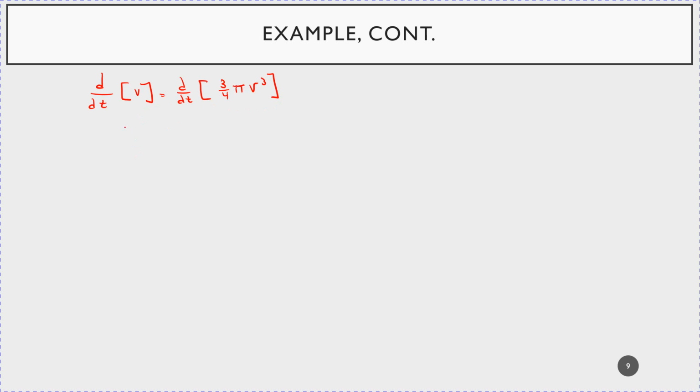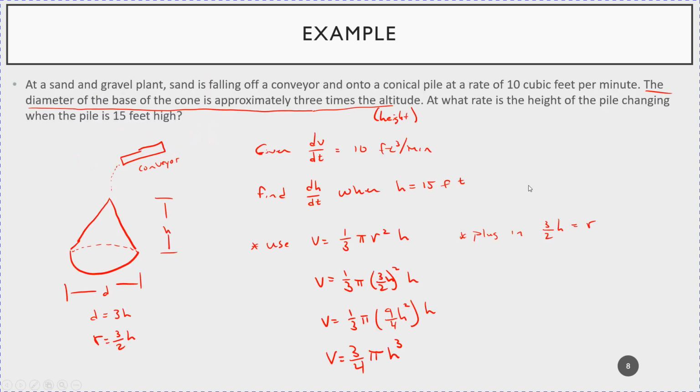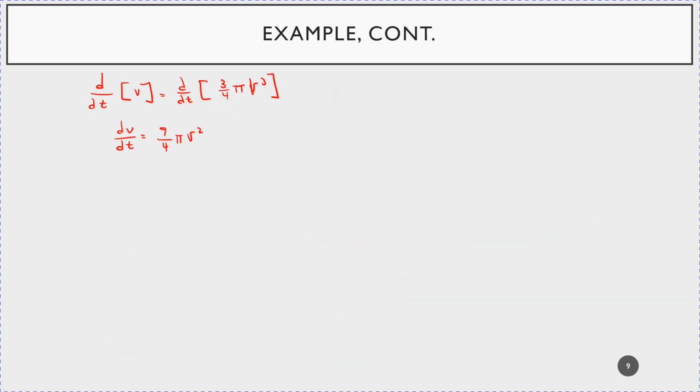Okay, dV/dt is equal to 3/4 pi. Now, remember, you're going to have to differentiate r cubed, so you bring the 3 down. 3 times 3 gets me 9/4 pi r squared, or excuse me, I made a little mistake there. Sorry, I wrote the r. It's h squared, h, and then dh/dt. Sorry for that little typo there.